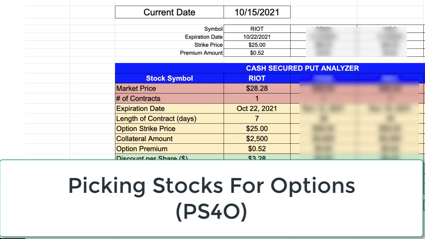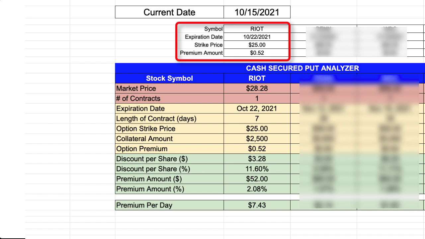Even though the option contract expired worthless, this was still a profitable trade for me. Let's take a look. Using my Picking Stocks for Options tool, PS40, we can calculate my profit on this option trade. I simply enter the 4 variables for this trade, and then the tool calculates my profit automatically and populates the worksheet for me to review.